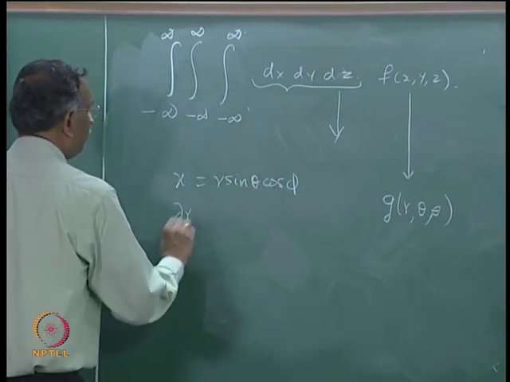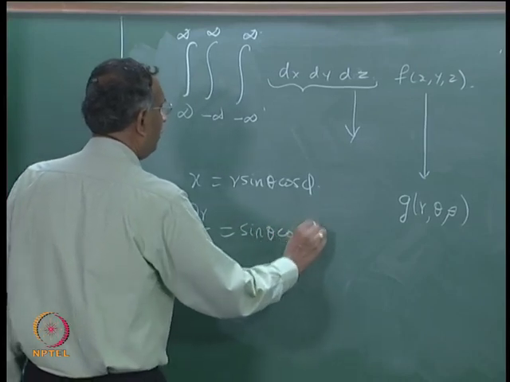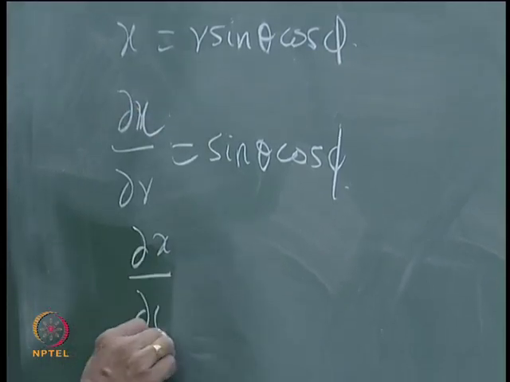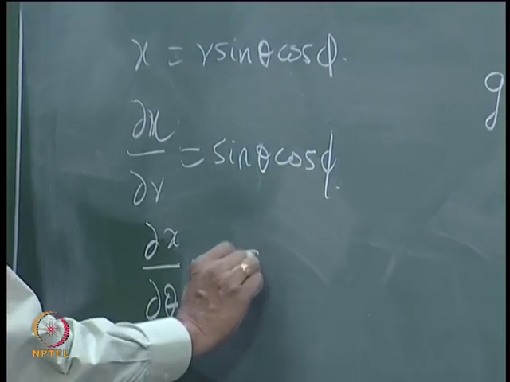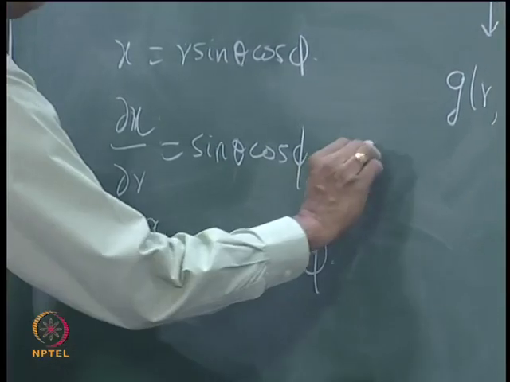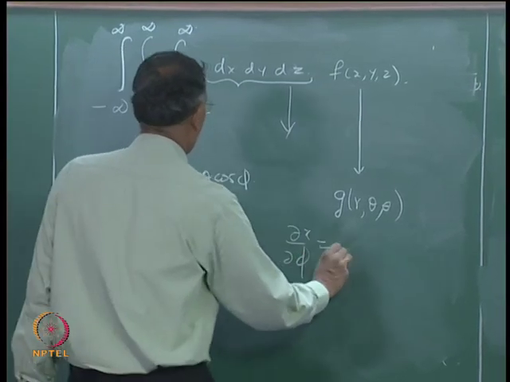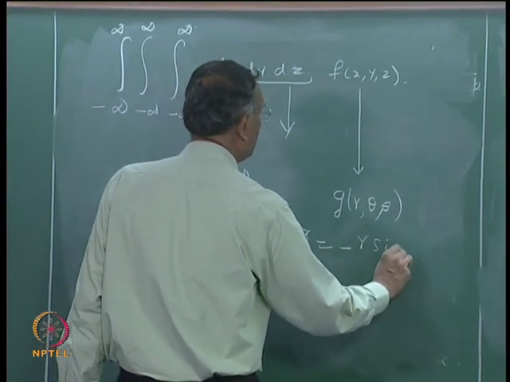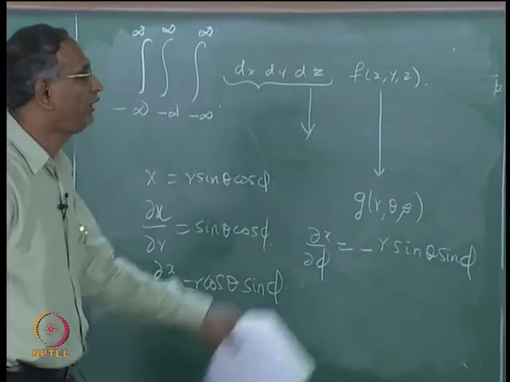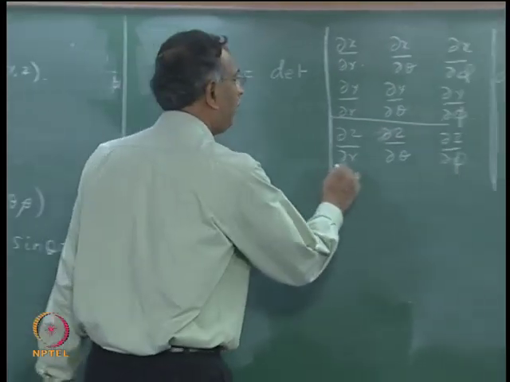Therefore, it is easy to write down ∂x/∂r is sin theta cos phi, ∂x/∂theta is r cos theta cos phi, and ∂x/∂phi is minus r sin theta sin phi. So, likewise, you can get the other three derivatives in terms of y and z.